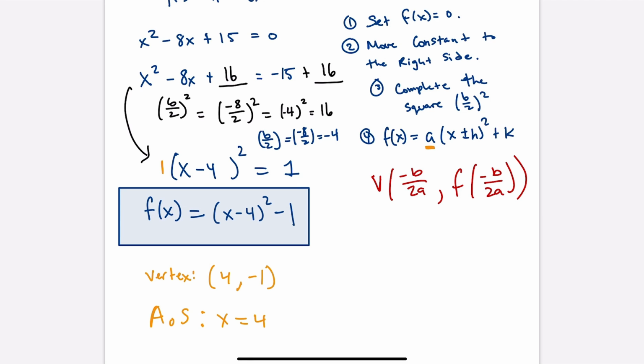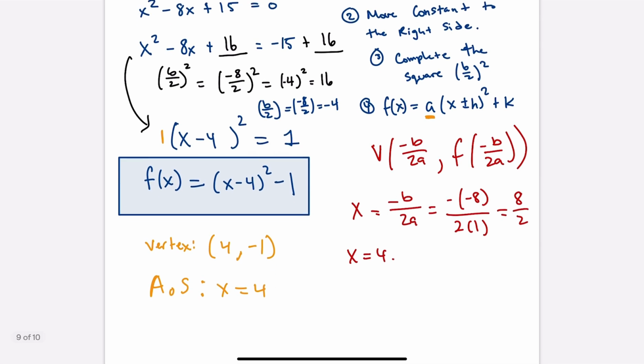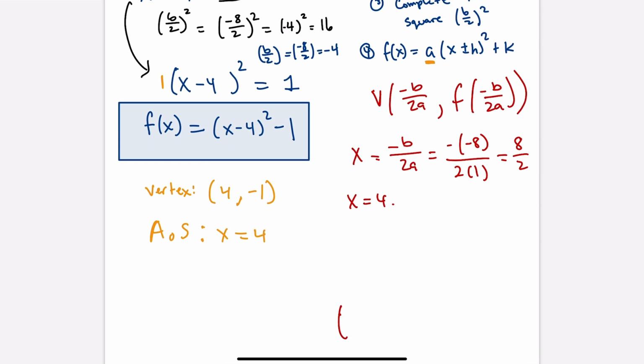So let's try that out. To get the x, because that's the x value here, it's -b over 2a. Careful, because b itself is negative. So negative 8, because b is negative, all over 2 times a, and a is 1. So that's 8 divided by 2. So x is 4. So now we have the x of the vertex.